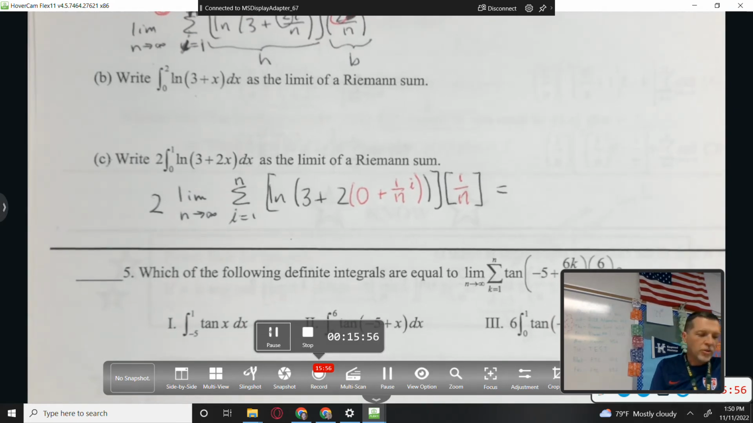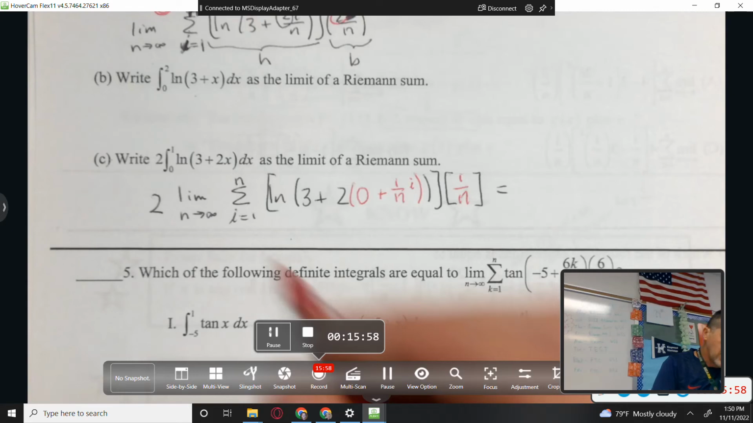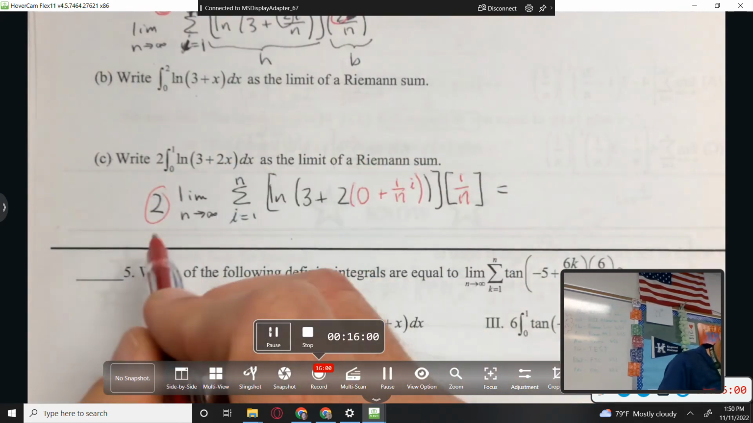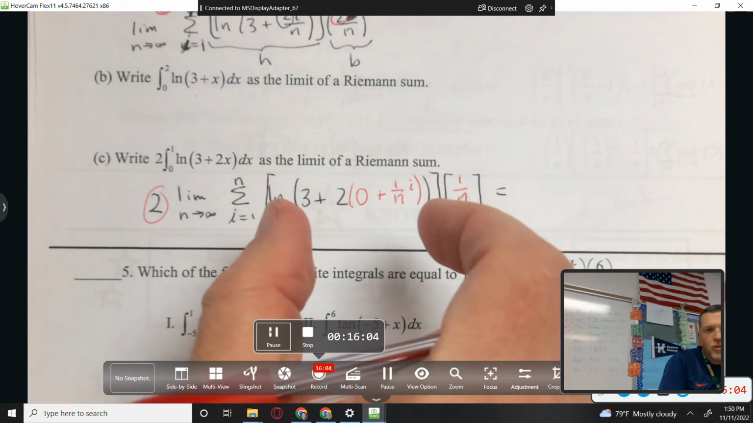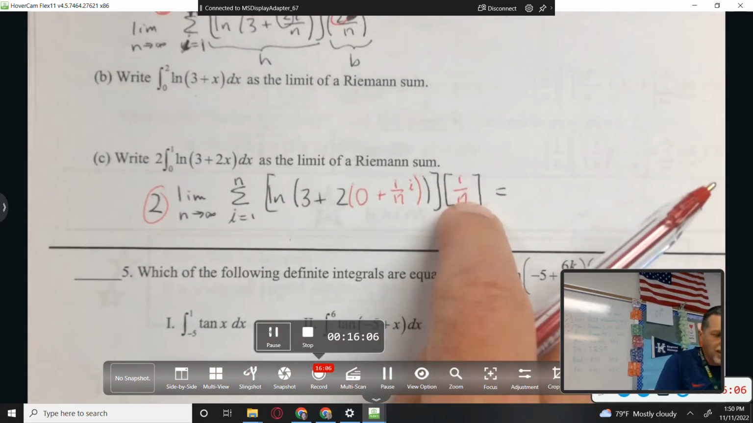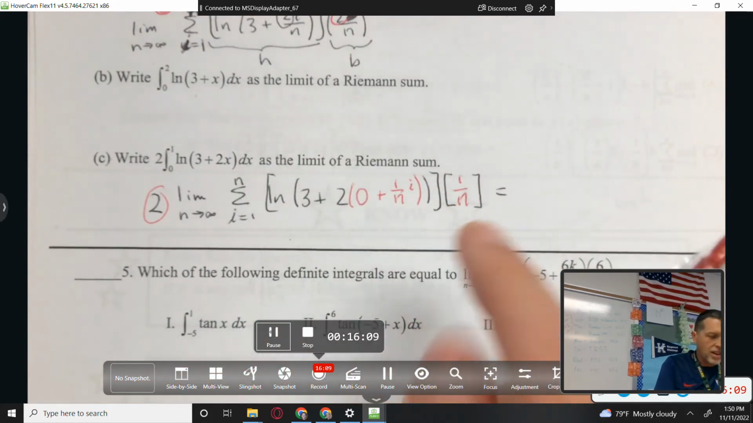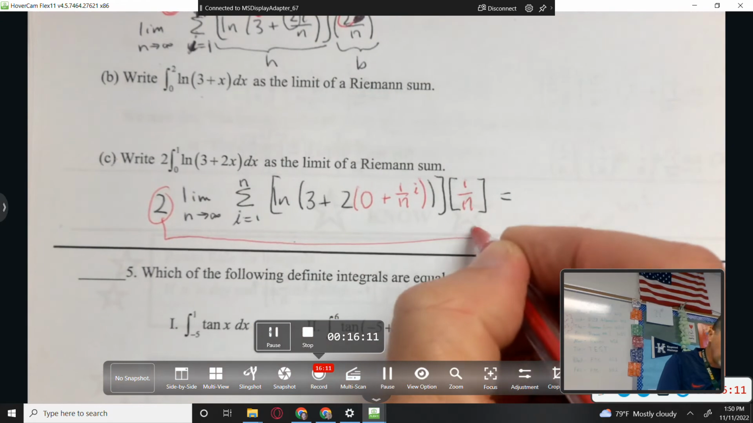Now, here's where some algebra can come in. We're going to take this 2, and it doesn't distribute because this is all multiplying, so I can't distribute it to this and this. I've got to pick one. I think it'd be a whole lot easier just to stick it on that one.